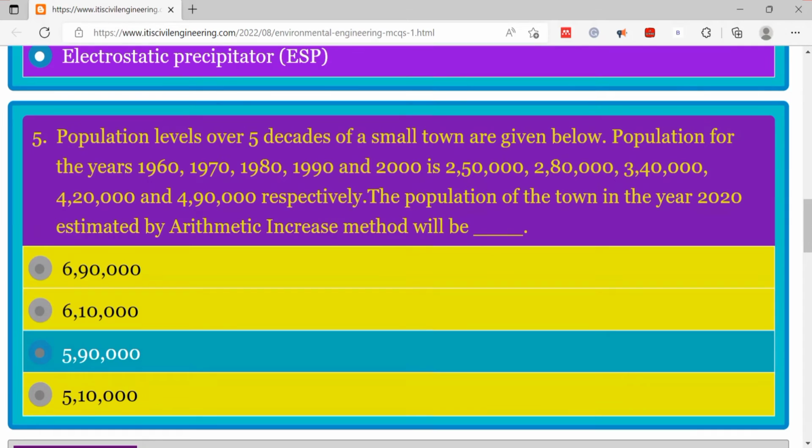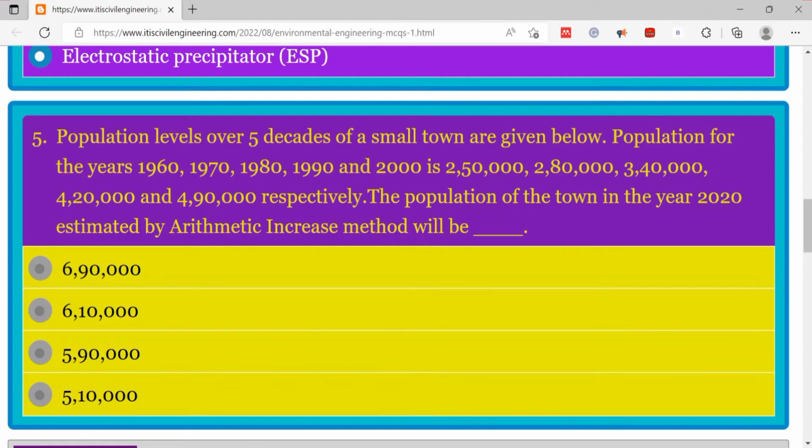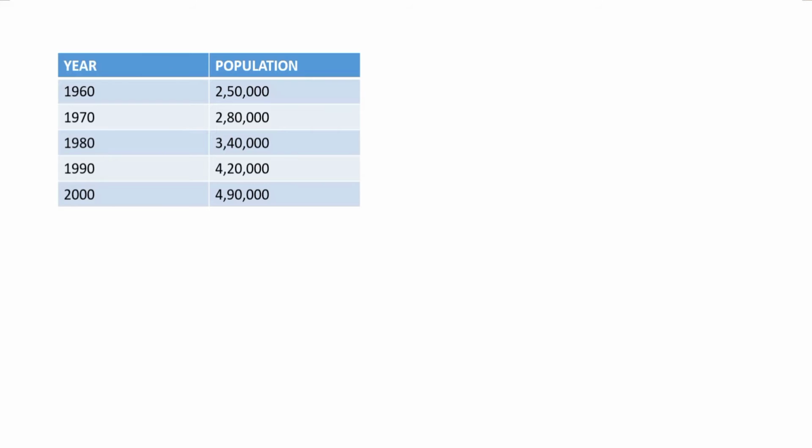Now the next question is, population levels over 5 decades of a small town are given below. Population for the years 1960, 1970, 1980, 1990 and 2000 is 2,50,000, 2,80,000, 3,40,000, 4,20,000 and 4,90,000 respectively. The population of the town in the year 2020 estimated by the arithmetic increase method will be dash. So this is the question given to us.